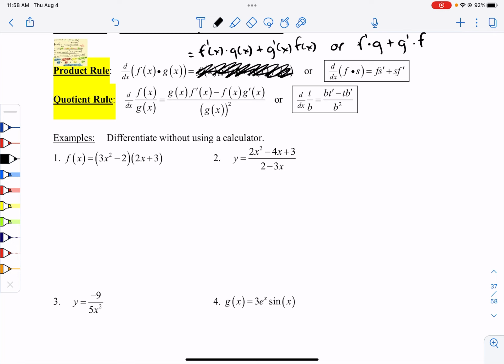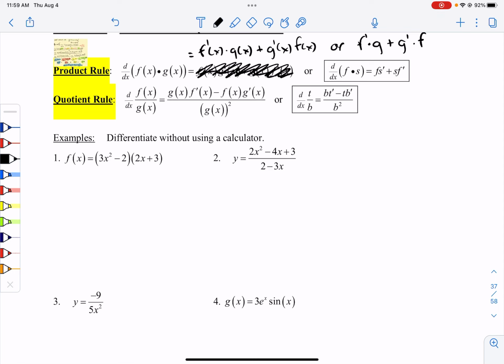If you're multiplying two functions together, you take the derivative of the first function and you just multiply it by the second function. And then you add the derivative of the second function multiplied by the first function, okay? You know what? Let's do an example right now. While we're talking about it, let's do example 1.